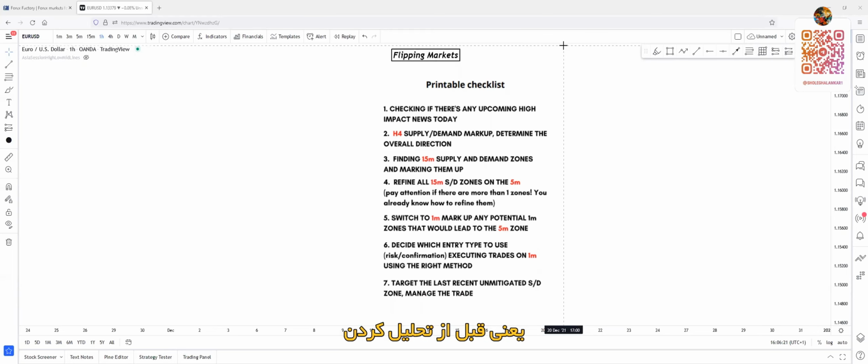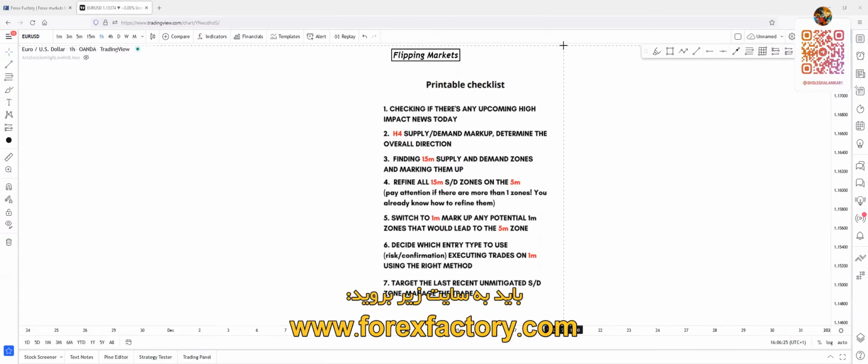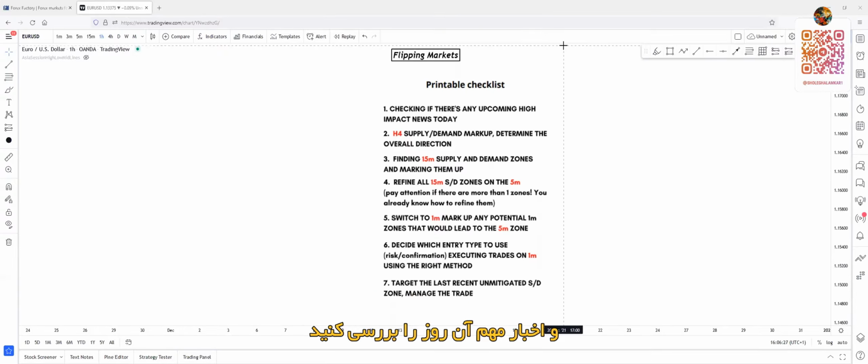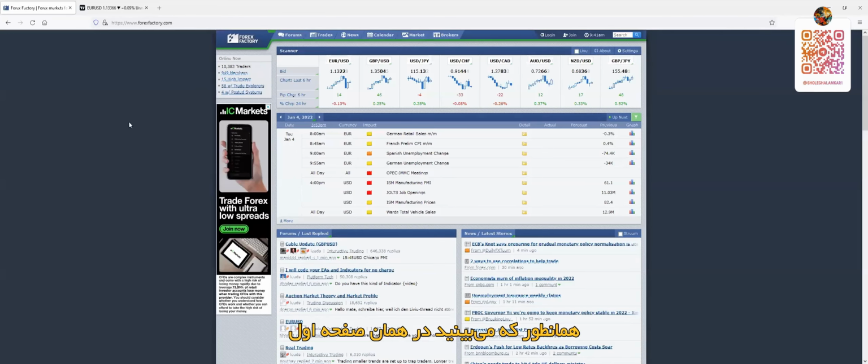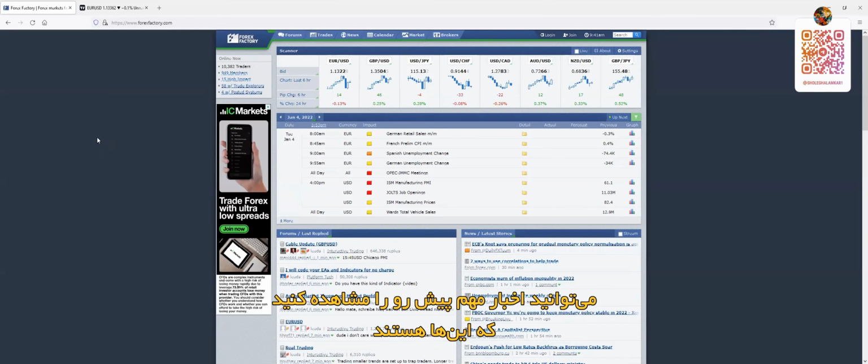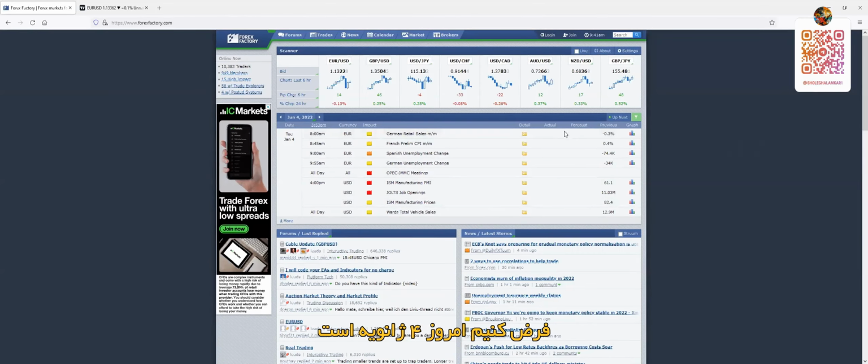It means that before you do your markups or do anything related to trading, you have to open forexfactory.com and check the upcoming high impact news. So I will just open forexfactory.com, as you can see, and on the front page, you'll be able to see the upcoming news, which are these. Let's say it's the 4th of January and you are trading on this day.